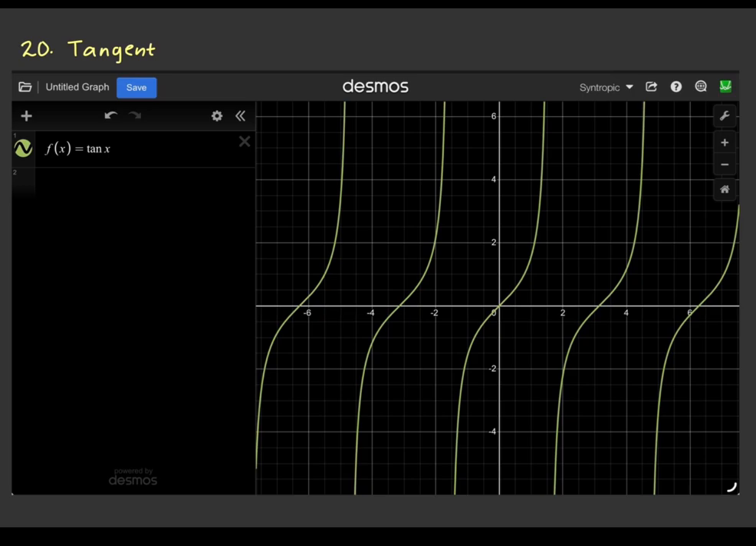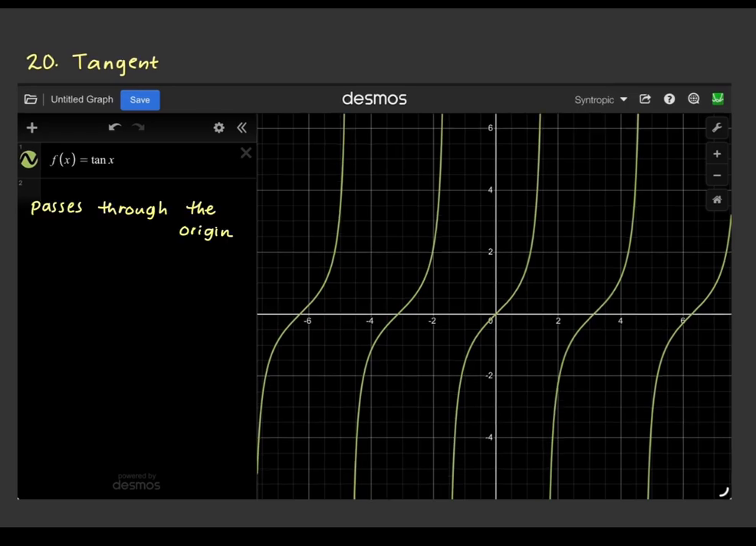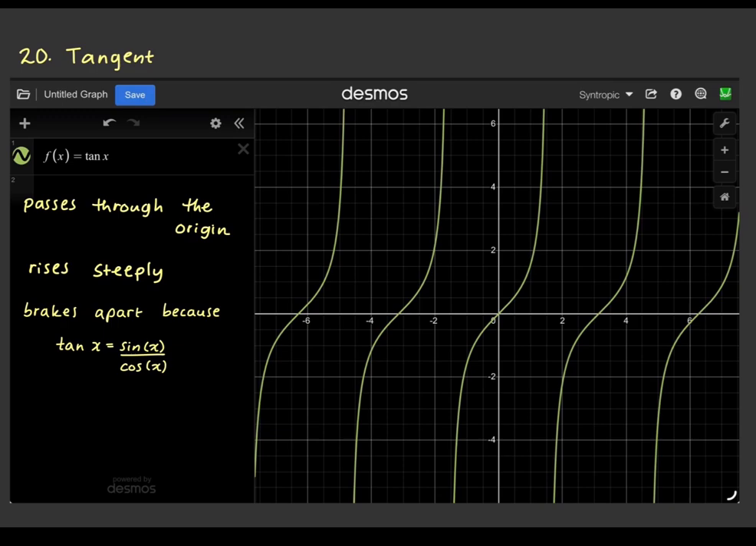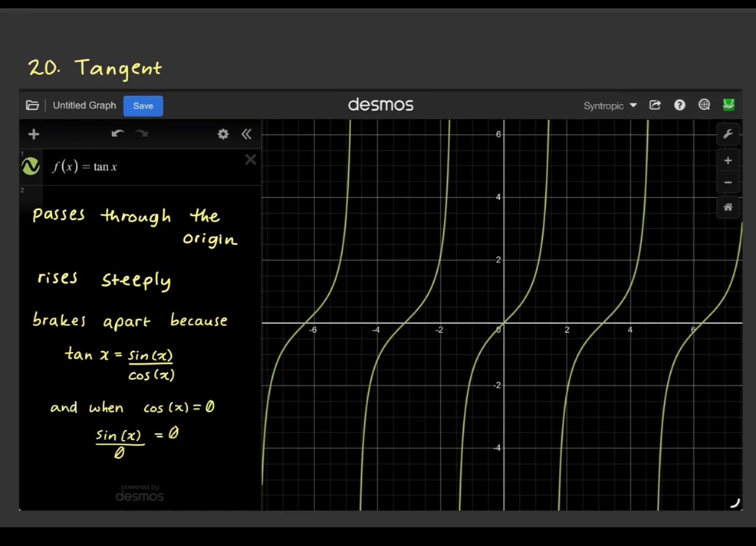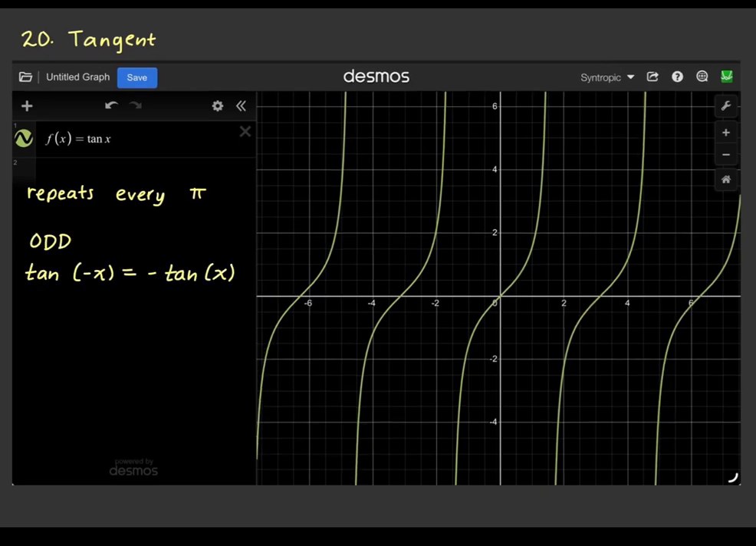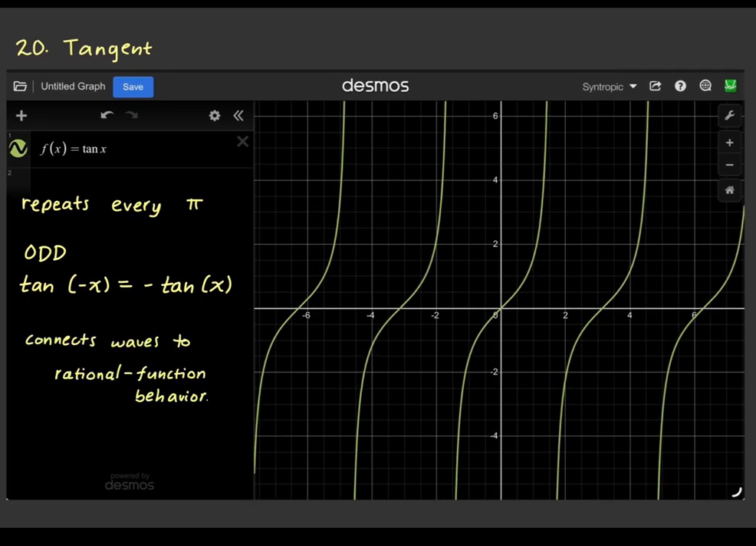Lastly, the tangent function. This graph passes through the origin, rises steeply, and breaks apart. Because tan x equals sine x over cos x, then when cosine of x is equal to 0, you're dividing by 0, which creates those breaks on the graph. This graph repeats every pi and is odd since tan of negative x equals negative tan of x, and the tangent wave connects waves to rational function behavior.